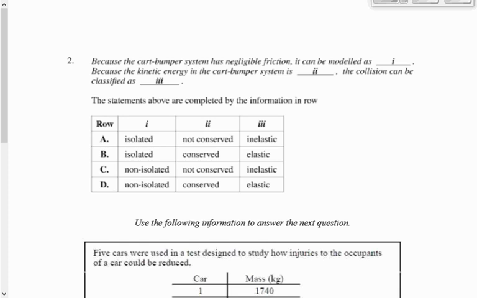Now the next question says, because the cart bumper system has negligible friction, in other words, what are they trying to tell you there? Negligible friction. Right? No external forces, right? That's our definition of an isolated system, no external forces.